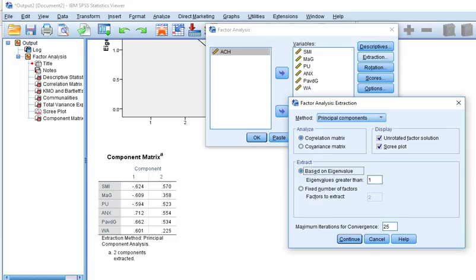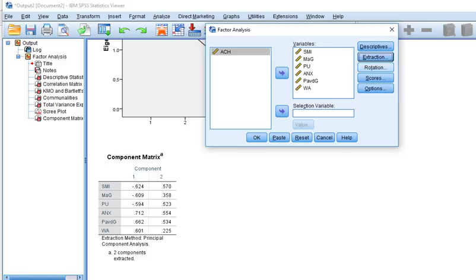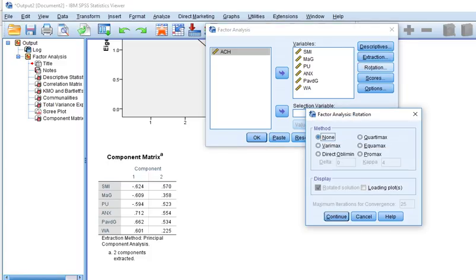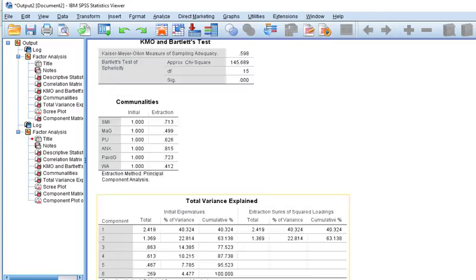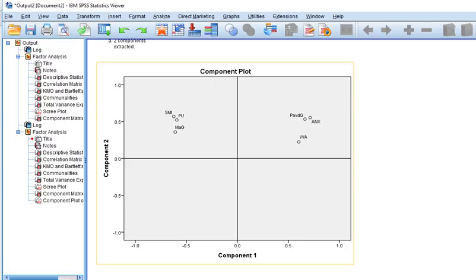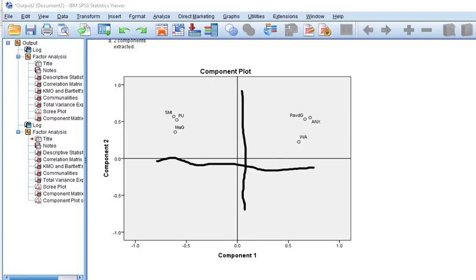Click on Continue, and then go to Rotation. You can see we have various rotation strategies. With the method set at None, which is what we have right here, I can generate a loading plot just so you can see what it looks like. When I go down here, this is the component plot, and this is prior to rotation. The horizontal axis is component 1, the vertical axis is component 2. We start at 0 on both, and the loadings in that matrix are correlations.